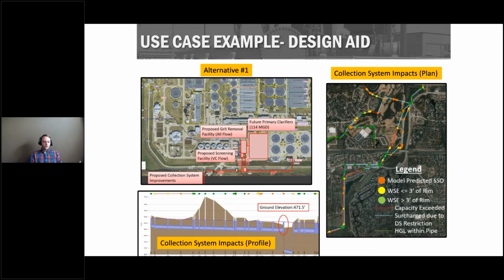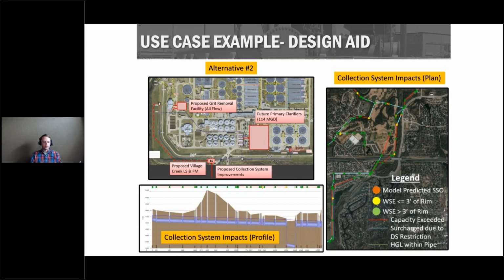And so we looked at a couple alternatives. This is just a few. This first alternative was the gravity option of just trying to fit the grit removal into the existing hydraulic profile of the plant and continuing the gravity operation. What we found is that in this particular portion of the collection system, the ground elevations were kind of low, and so with that additional head loss occurring because of the grit removal and all the bends of the pipes, the model indicated there could be SSOs just immediately upstream of the plant.